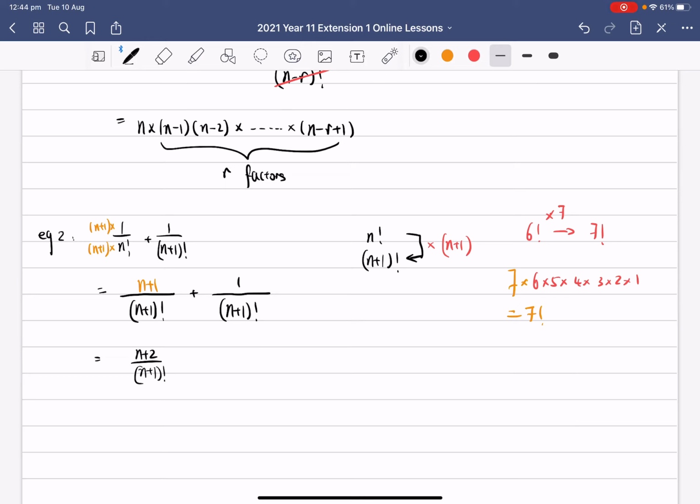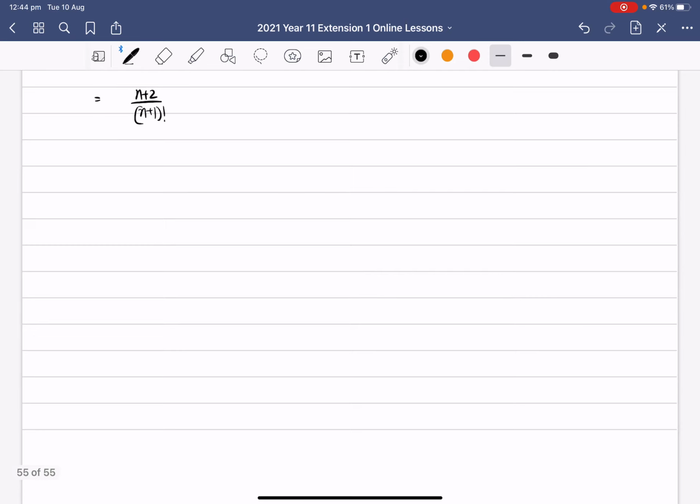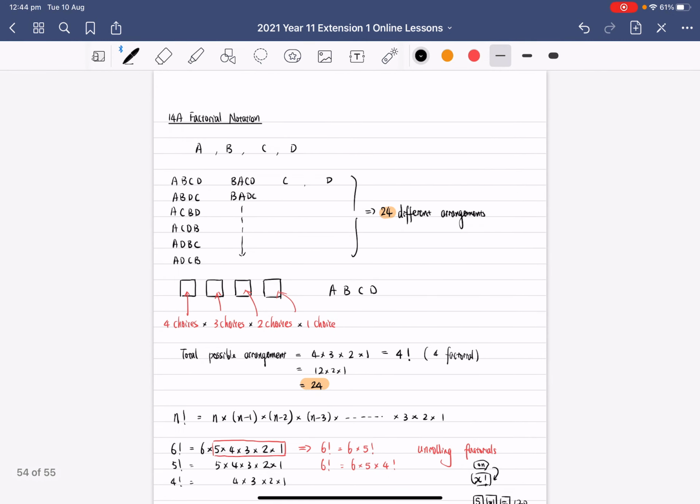Okay, all right, so this is the type of question you are going to get. The next thing that we need to understand is a bit of a definition. All we need to understand here is about factorials, unrolling factorials.